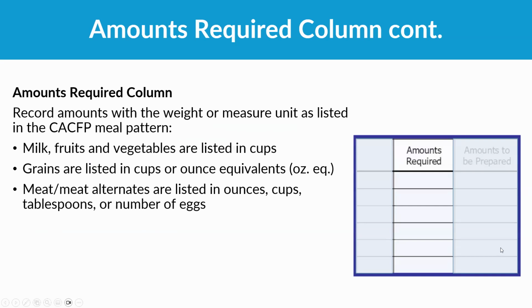Okay, so in the same column, this amounts required column, do be sure to record amounts with the weight or measure unit as listed in the CACFP meal pattern. For example, you'll list milk, fruits, and vegetables in cups. Grains are listed in cups or ounce equivalents based on the product. And then meat or meat alternates lists in ounces, cups, tablespoons, or number of eggs, again, just dependent on the product.